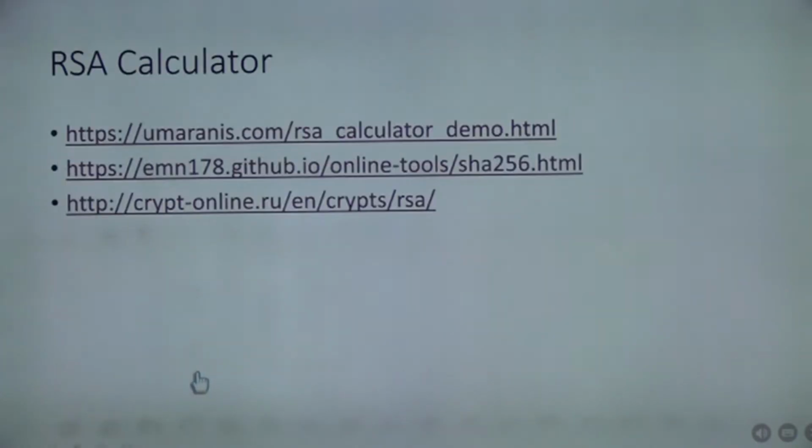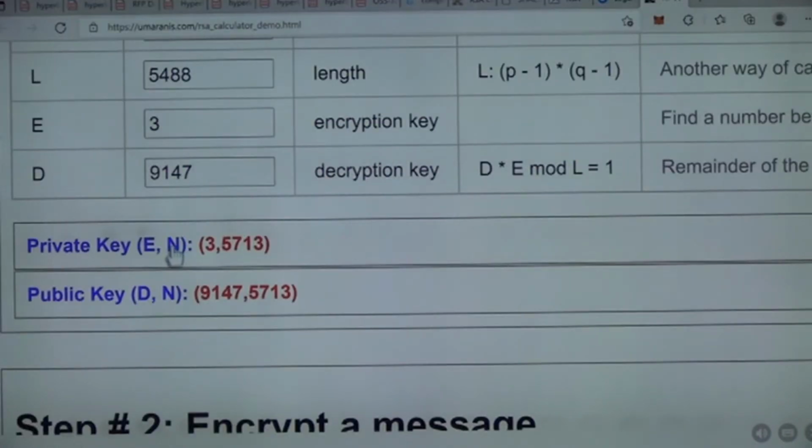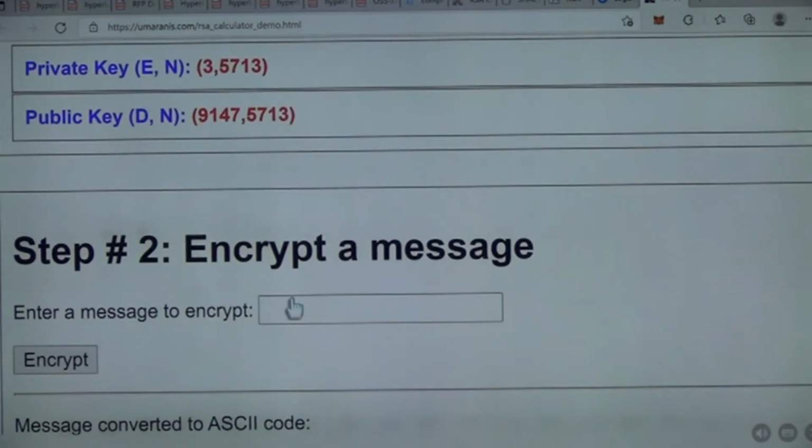So this is the private key, which is E comma N. This is the private key, and the public key is D comma N. Okay, so this is the public-private key pair. And then you can encrypt any message. Let's say I write my name.